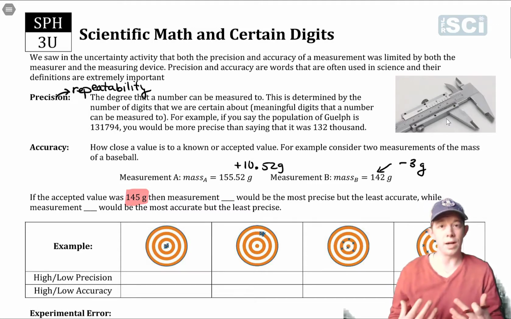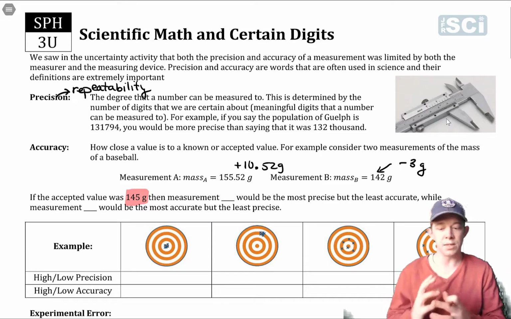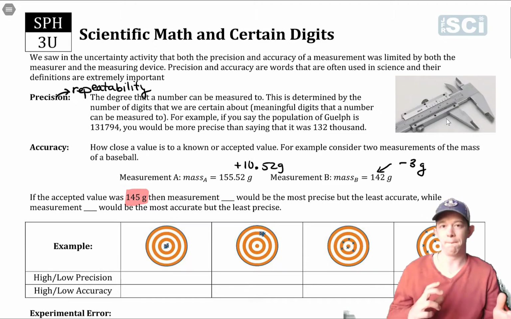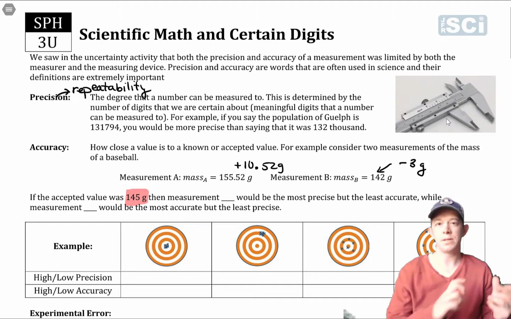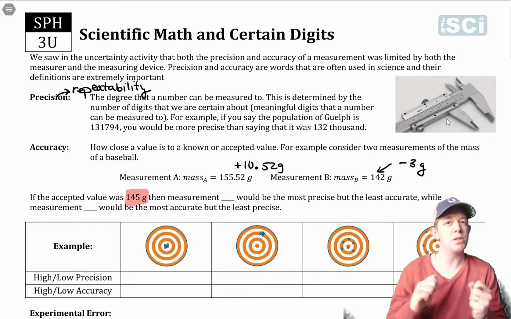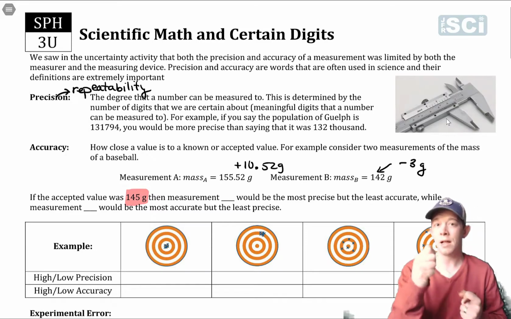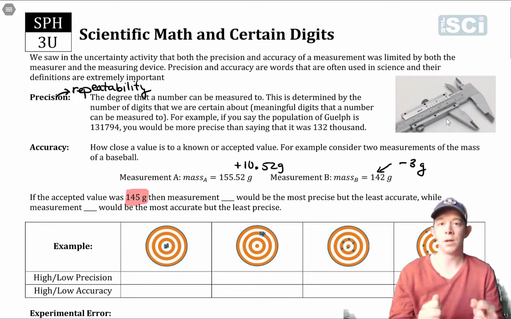Now, accuracy-wise, I want you to think about this. Accuracy-wise, which of these two measurements would be better? Now, would you have the same result if I asked you for precision? Which of the two measurements was more precise? And I'm hoping you're telling me that the two answers are not the same, right?